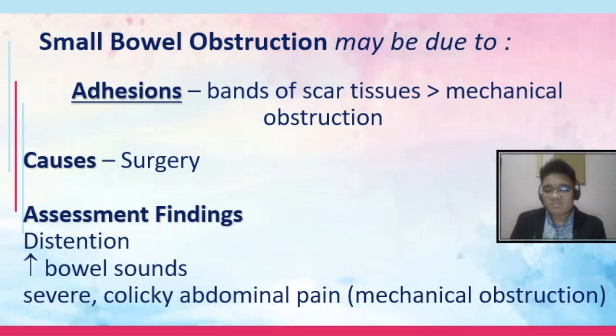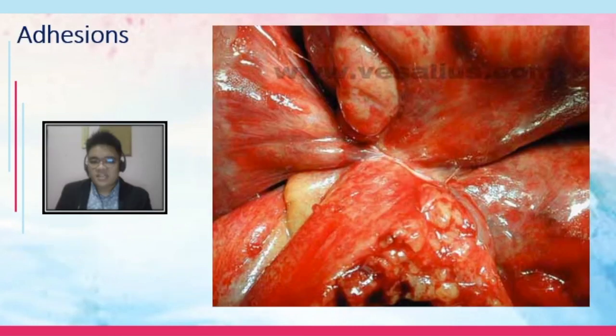Assessment findings would be the same as your bowel obstruction: distension, increase of bowel sounds initially, then severe colicky abdominal pain. This is your adhesion. As you can see, it leads to closure or obstruction of your small intestine.